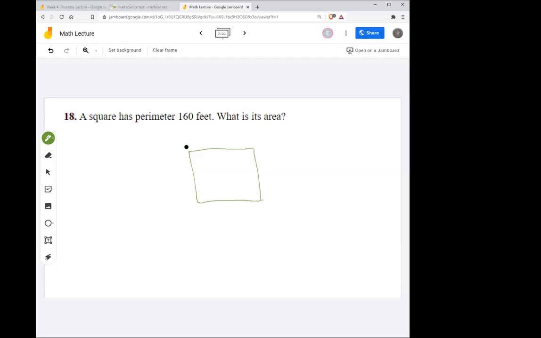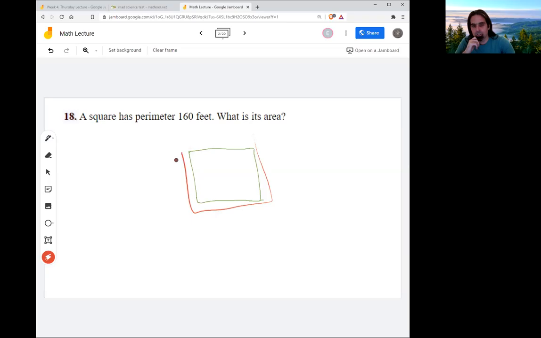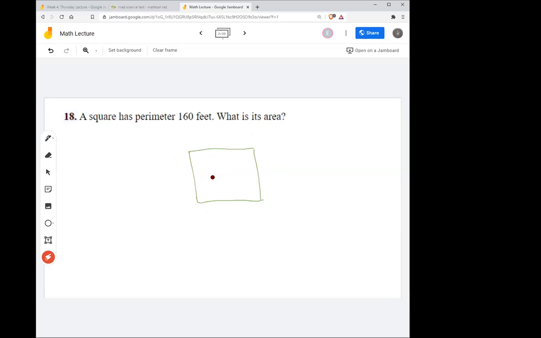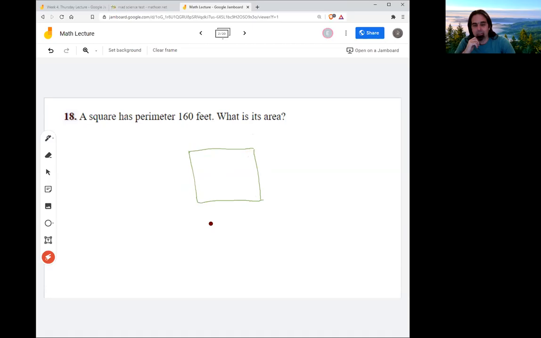Is each side 91 feet? 91. It's 160 to go all the way around. How did you get 91? Oh, wait, hold on. I think I'm looking at something else. It's a square, so all four sides are going to be the same. Would it be 40? It is. How did you get that?